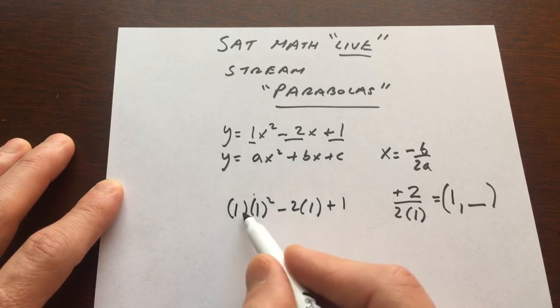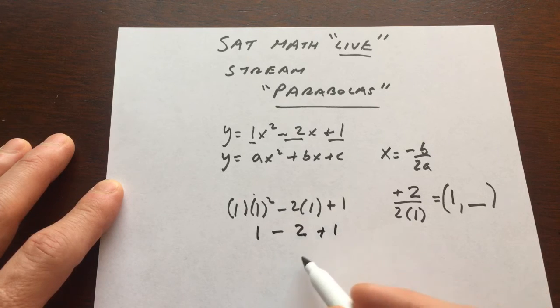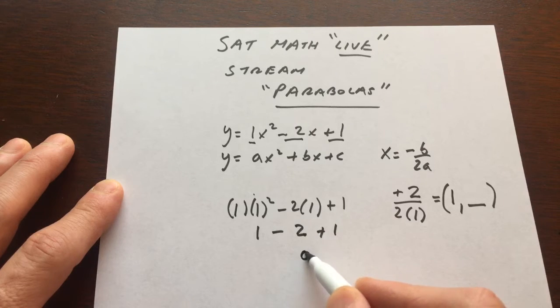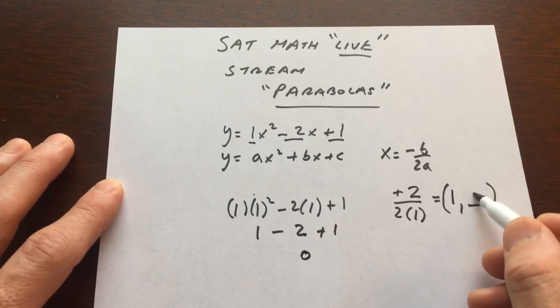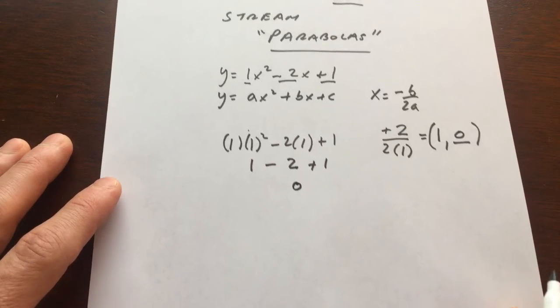Well, 1 squared is 1 times 1, which is 1. Okay, minus 2 times 1, which is 2, plus 1 more. Okay, and you can see 1 minus 2 is negative 1, plus 1 is 0, right? So basically our vertex is 1 comma 0. So now we're going to graph that parabola.